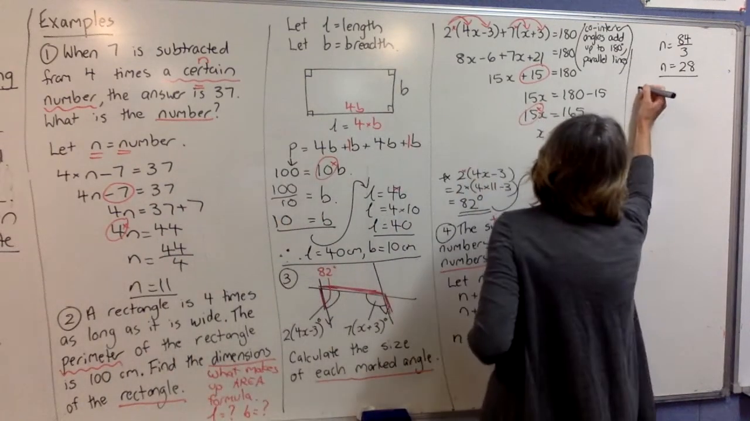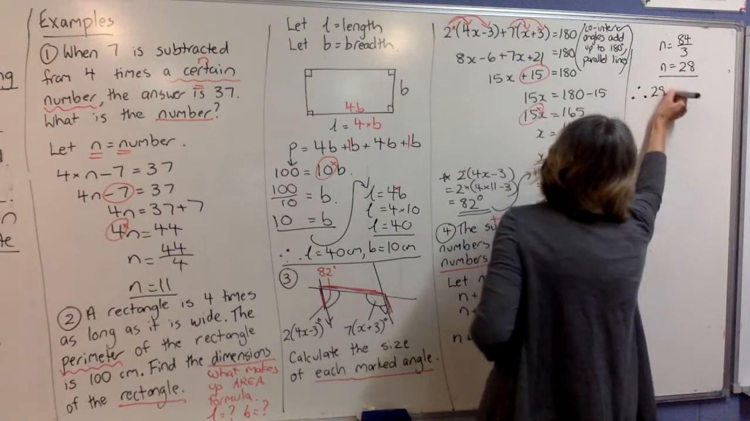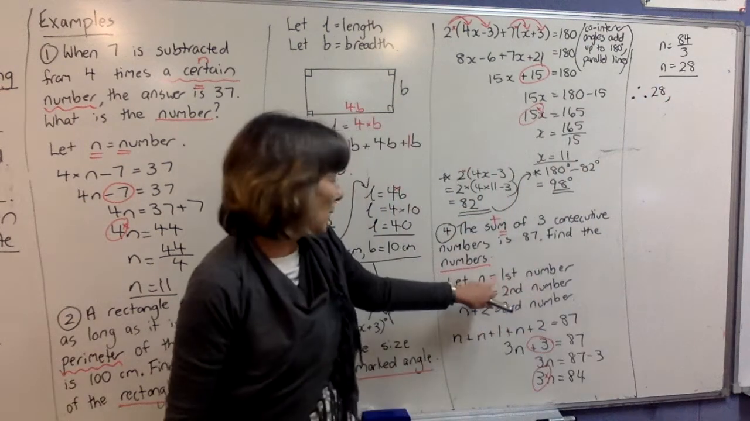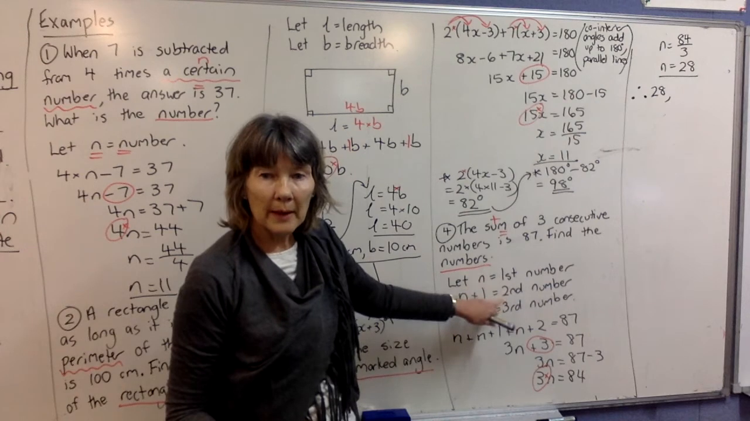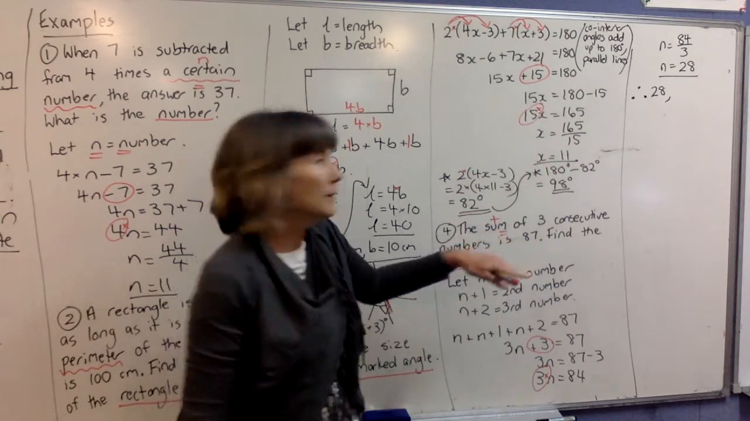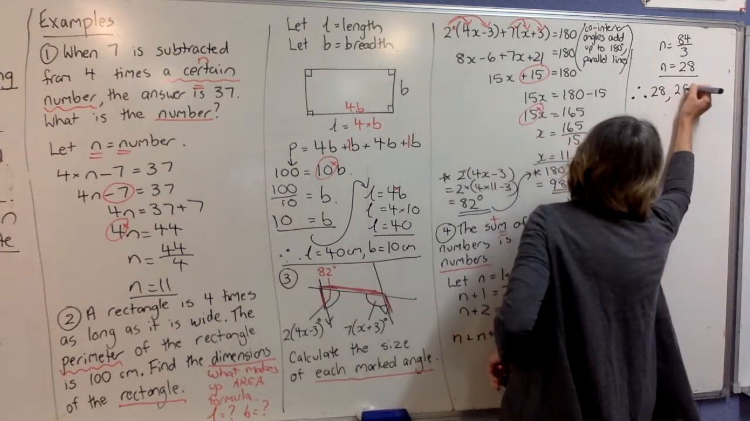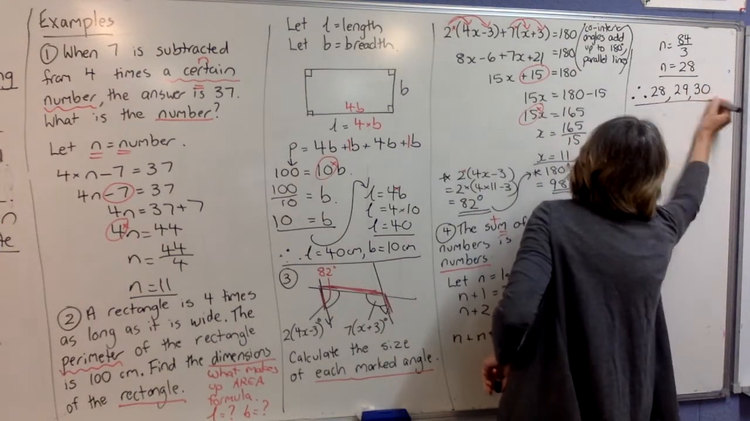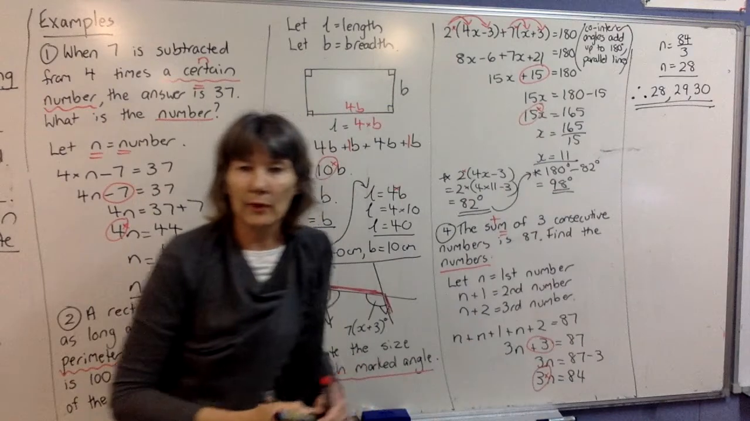So therefore, 28 would be our first consecutive number. And remember how to get to the next 2? You should know it now. Just add 1. So the other 2 numbers will be 29 and 30. There's your 3 consecutive numbers.